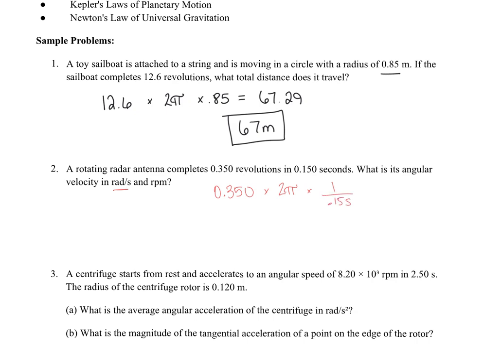They want radians per second. So this first piece is just converting the revolutions to radians. The second piece is dividing by the number of seconds. In 3 significant digits, I'm at 14.7 radians per second.